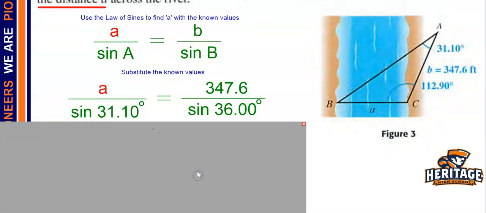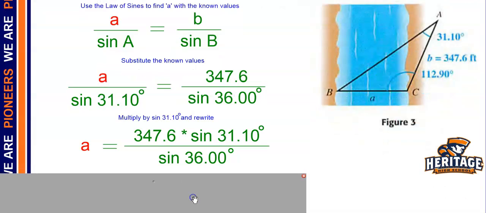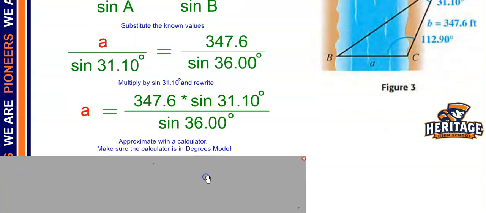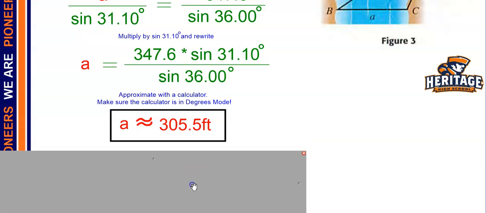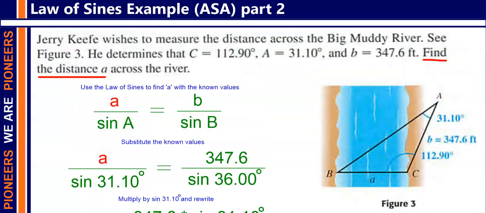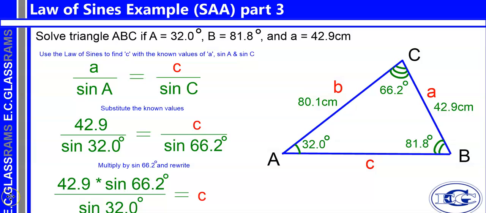Substitute the known values. Multiply both sides by sine of 31.1 degrees. Put this into the calculator, approximate it, and if we round it, we're going to get side A is 305.5 feet. So that is the final answer because that is the distance from the river that we wanted to find. And there you go. That is how you apply the law of sines to those 2 cases, ASA and SAA.